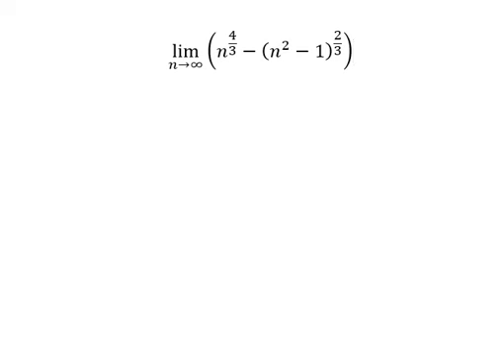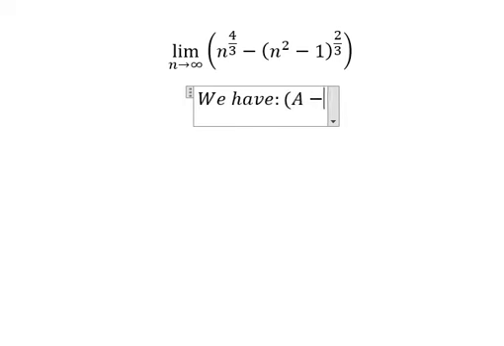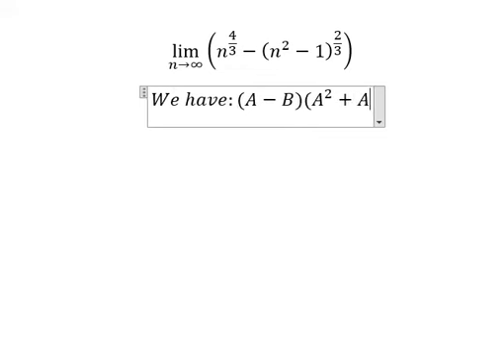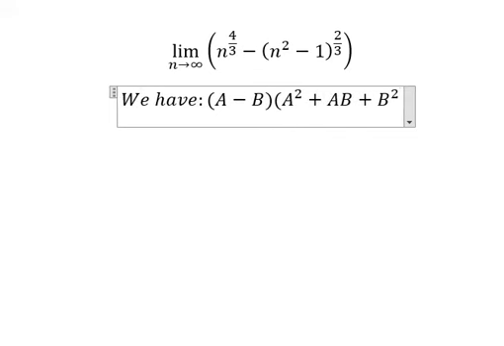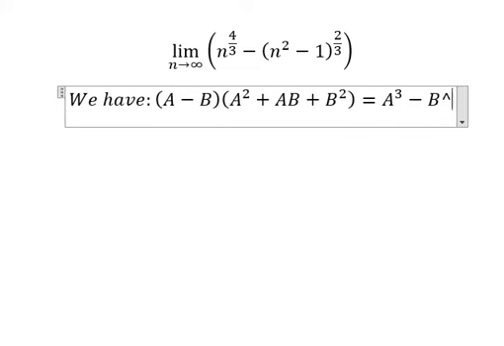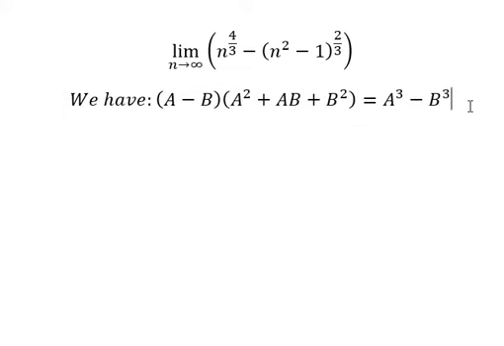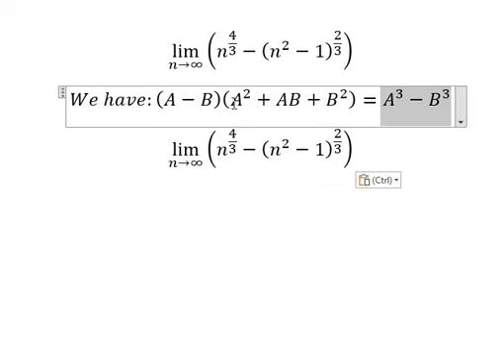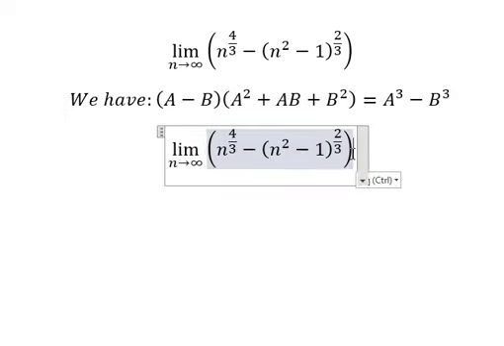We have the formula in here. That is about (a minus b) multiplied by (a squared plus ab plus b squared) equals a to the power of 3 minus b to the power of 3. This one is about a. This one is about b. To create this one, we need to multiply by this one on numerator and denominator.